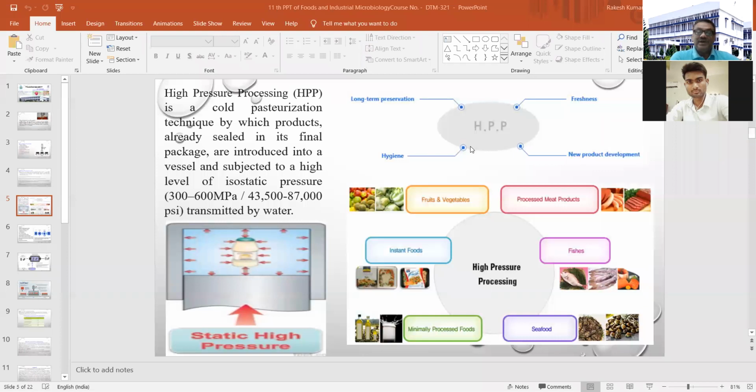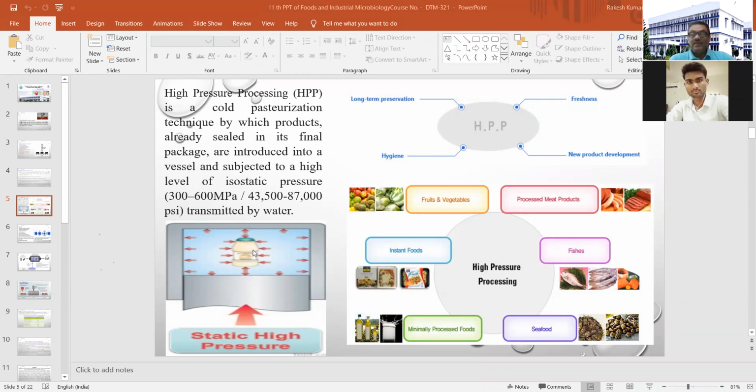So high pressure processing is a cold pasteurization technique by which products already sealed in their final package are introduced into a vessel and subjected to a high level of isostatic pressure, that is between 300 to 600 megapascal, and it is transmitted by water. Here in this picture, you can see there is uniform pressure inside the vessel, and this is your product.